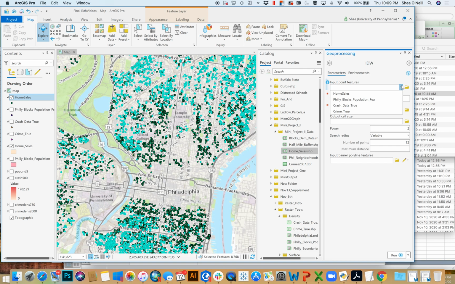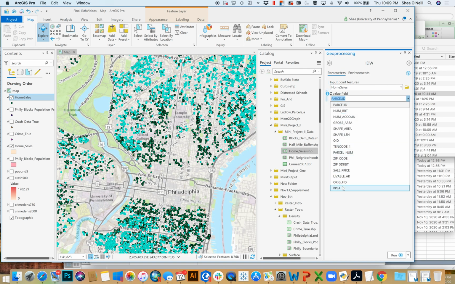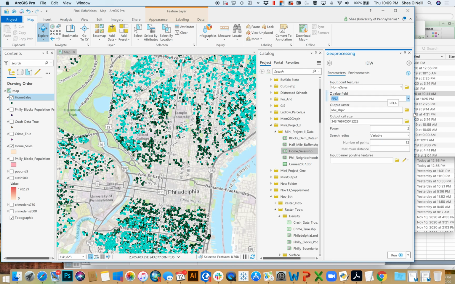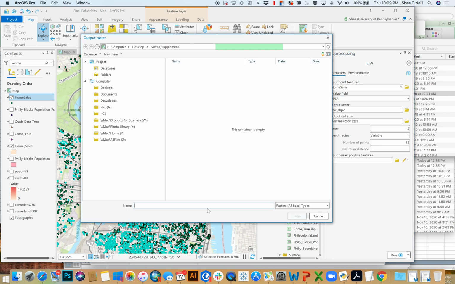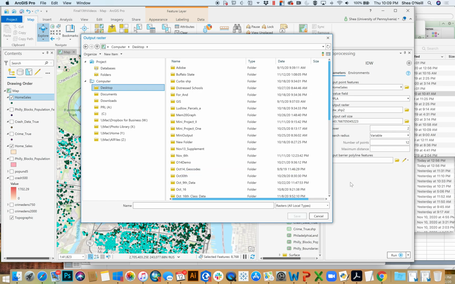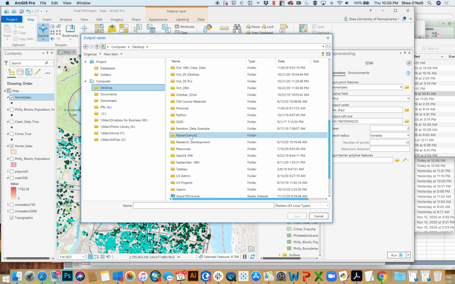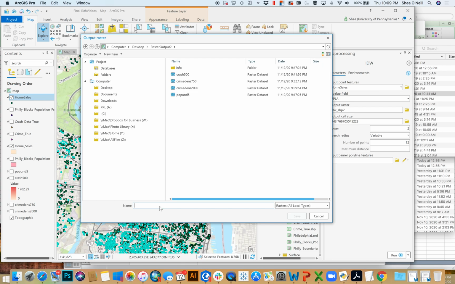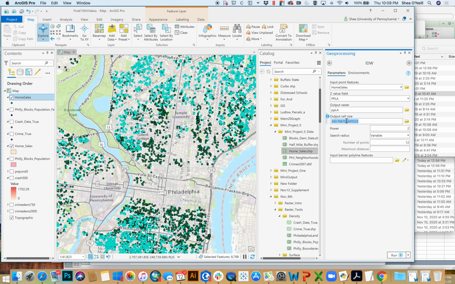And so if I were to come in here and drag in the home sales, again, Z field is what you're going to interpolate, and this is going to be the price per livable area. Let me get to my output raster. I'll call it PPLA, price per livable area. Get my cell size back down to 25. Power, I'm cool if you leave it at 2, just to let you know what this means.